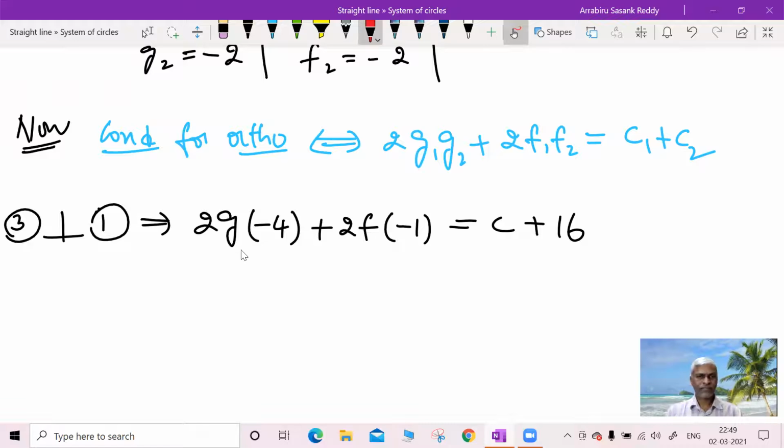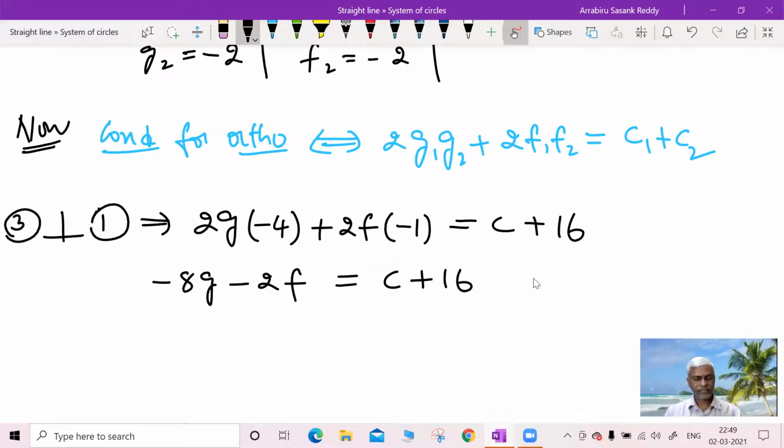In g, f, c: minus 8g, minus 2f, is equal to c plus 16. Let us call it equation 4.